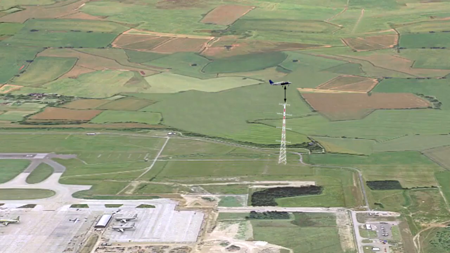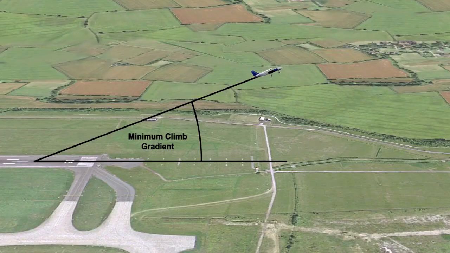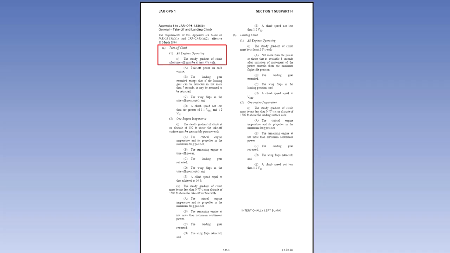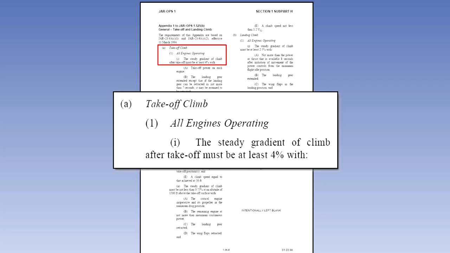We mentioned earlier in the lesson that there were two main requirements for multi-engine Class B aeroplanes in the climb. The first requirement concerned obstacle clearance, which we have just covered. The second part of the regulation deals with minimum acceptable climb gradients after takeoff. You may remember from an earlier lesson that the minimum climb gradients specified by the authorities are air gradients and therefore independent of wind. JAR OPS 1 states that with all engines operating, the steady gradient of climb after takeoff must be at least 4%.